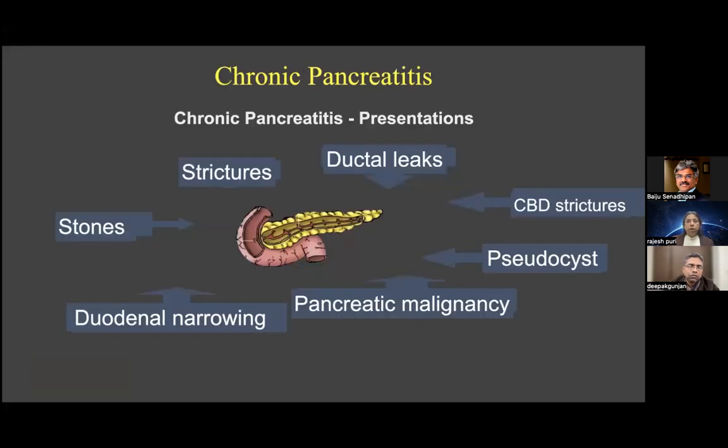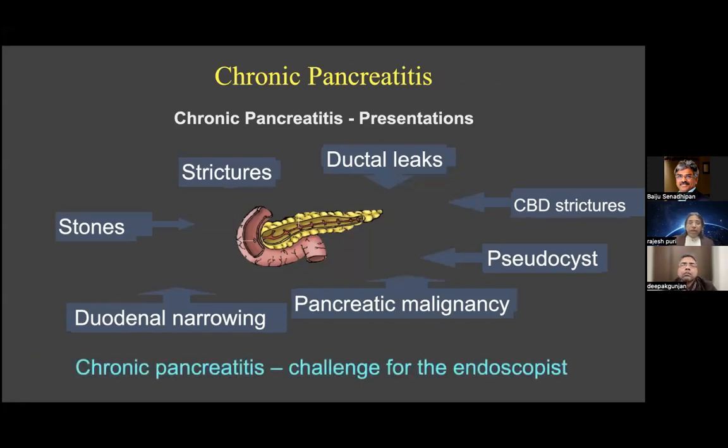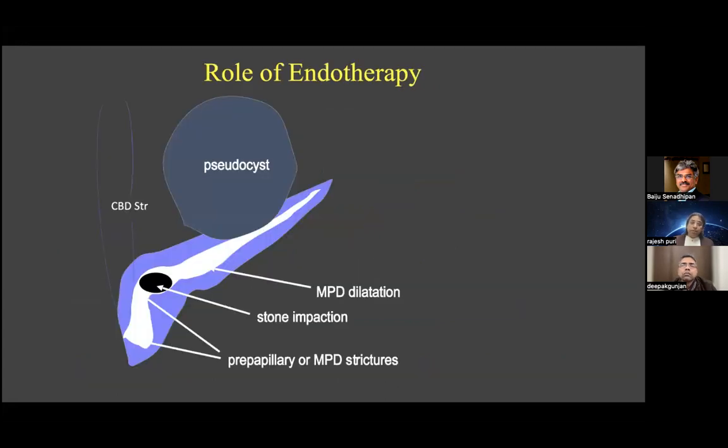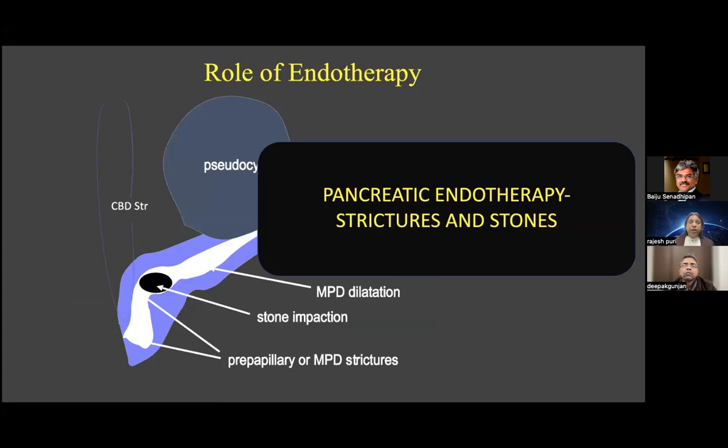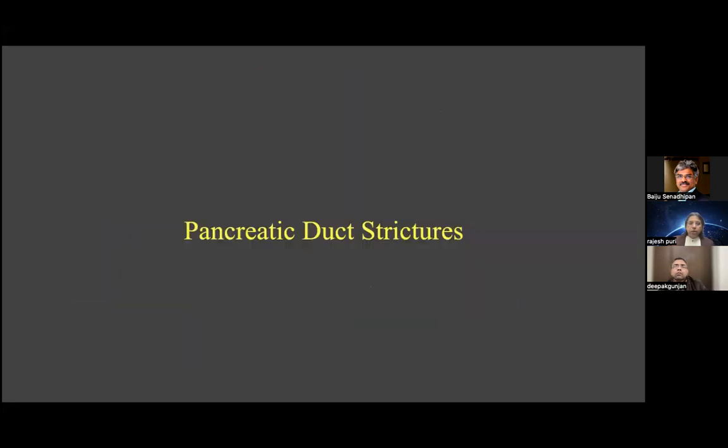In chronic pancreatitis, a lot of complications can happen in the form of stones, stricture, ductal leak, CBD stricture, pseudocyst, pancreatic malignancy, and duodenal narrowing. I will limit my talk to the strictures and the stones, and will be happy to answer about the rest of the complications because it's going to take a long time to discuss. So it is a challenging situation. Mainly I'm going to talk about pancreatic endotherapy of pancreatic strictures and pancreatic stones. The rest, the CBD stricture, pseudocyst, I'm not going to cover now.